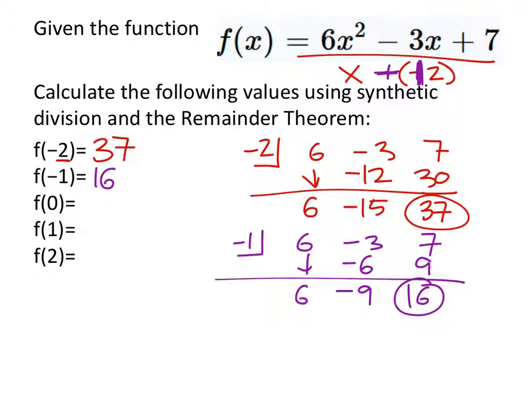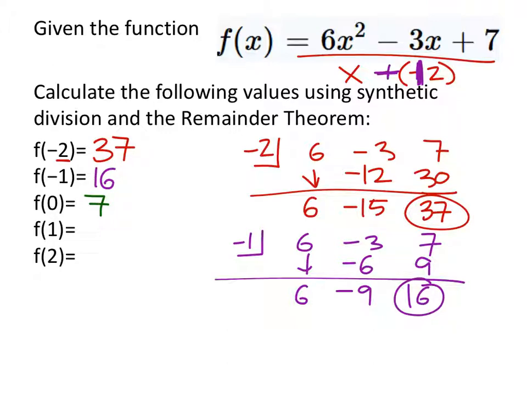Now, could you check this? Sure you could. You could actually just replace the x's in f of x with negative 1 and see what you get. Since that's a lot easier, I'm going to do it for 0, just to show that this works. 6 times 0 squared is 0, minus 3 times 0 is 0, plus 7 is 7.